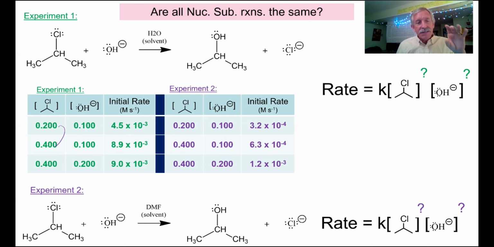Double that concentration, look at the rate. Notice how the rate doubled. So, yes, 2-chloropropane matters. If I increase its concentration, it will make the reaction go faster. Okay, great. So we do the same thing with our nucleophile, our OH-. We double its concentration while keeping the substrate leaving group constant. And we look at its rate.